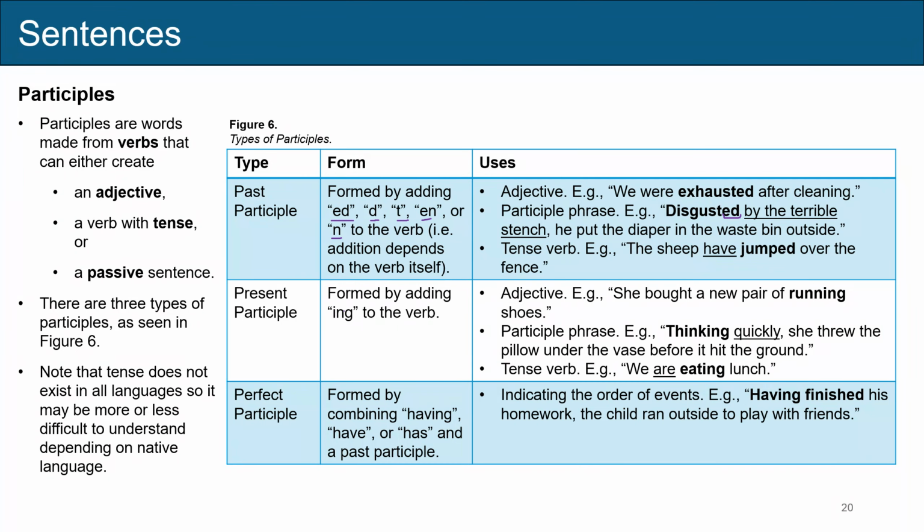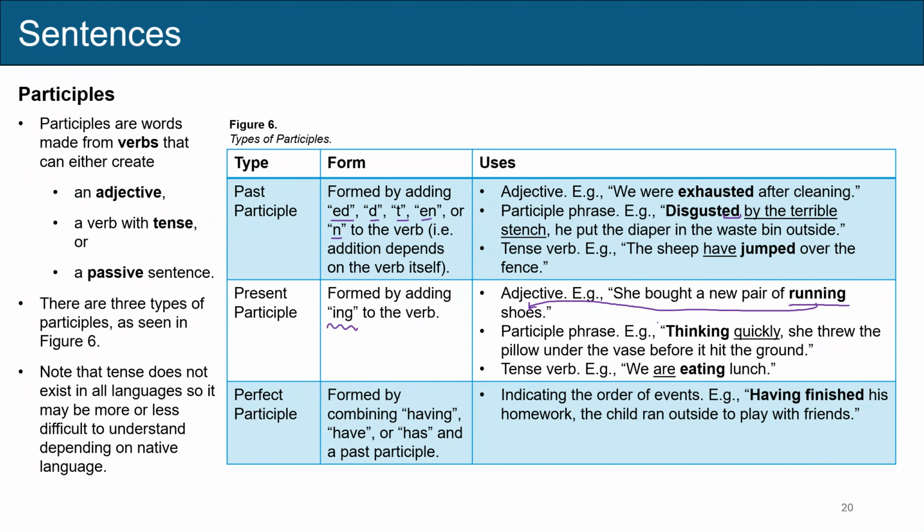Present participle, this is where we often add ing to the verb. It's not quite the same as a gerund. Gerunds often begin sentences. So this is where we can use it to make an adjective, something that's describing something else. She bought a new pair of running shoes. So here, running is not acting like a verb. It's being used to describe the type of shoes she got.